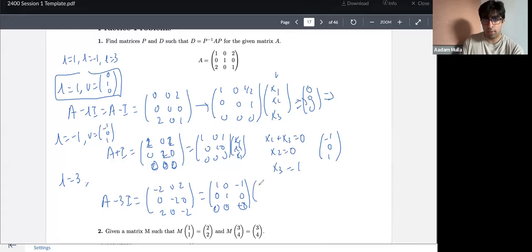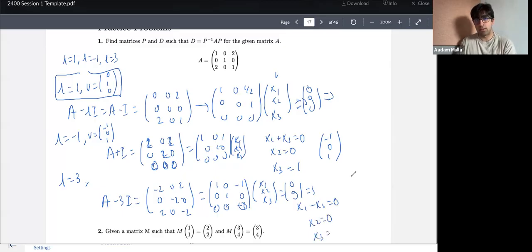And so one more time, times x1, x2, x3 equals 0, 0, 0. That gives us x1 minus x3 equals 0, x2 equals 0, and x3 is free. x3 can be whatever it wants to be. So x3, let's call it 1. If x3 is 1, then x1 is also 1 because x1 minus 1 equals 0. So 1, 0, 1 is our vector here. Okay, now that's done.